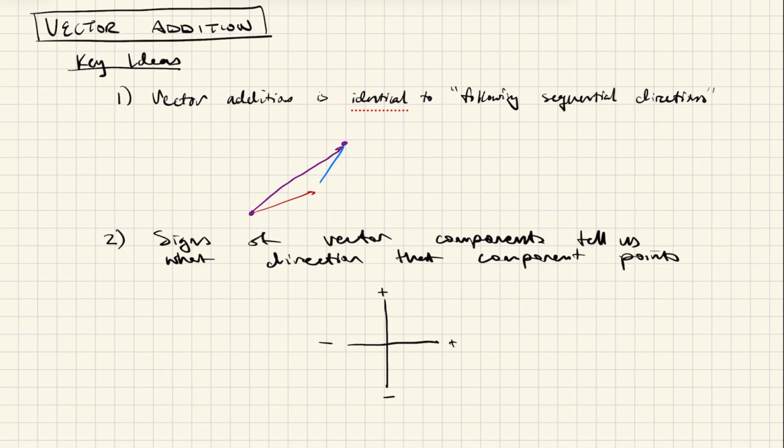Okay, good. And so this second idea gives us a really useful intuition for vector addition. We can basically freely add vector components because the negative components mean go left or go down, and the positive components mean go right or go up. So we have this nice clean mapping between directions and signs.